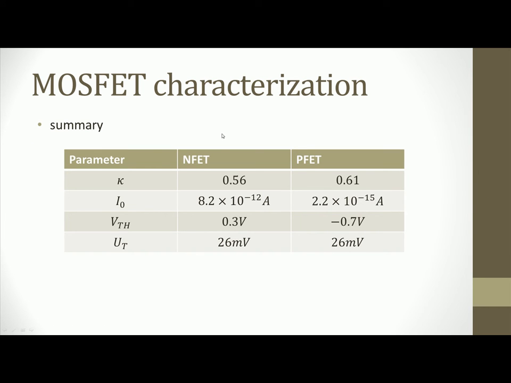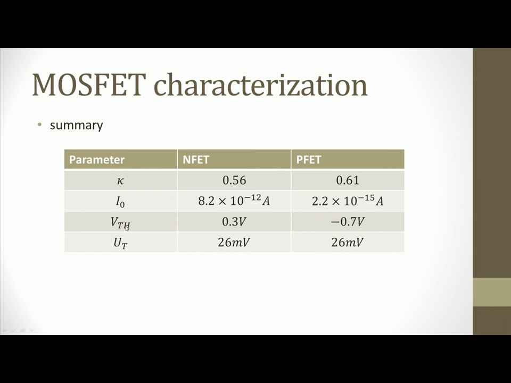Okay, this is the summary of our curve fit parameters. For kappa, the NFET is 0.56 and the PFET is 0.61, and the I0 is a little different, but the I0 for the PFET is derived from the curve fit, not just from reading the data. So I think that's because the I0 is a very small number. So basically, a little difference is what happened for the I0.